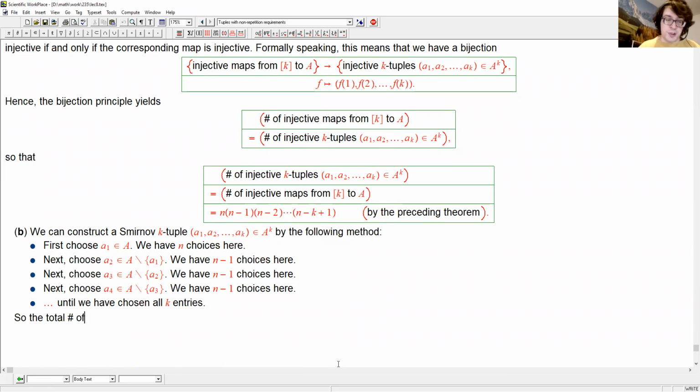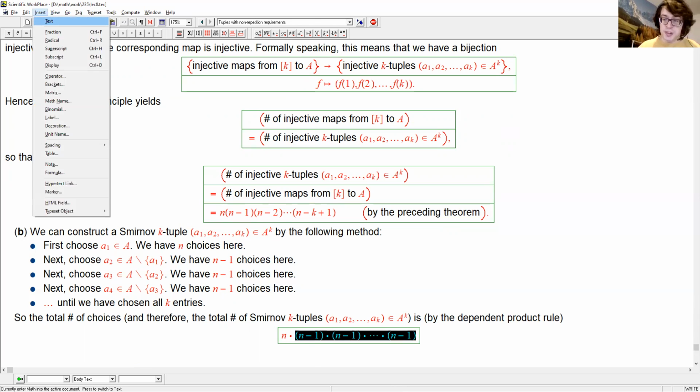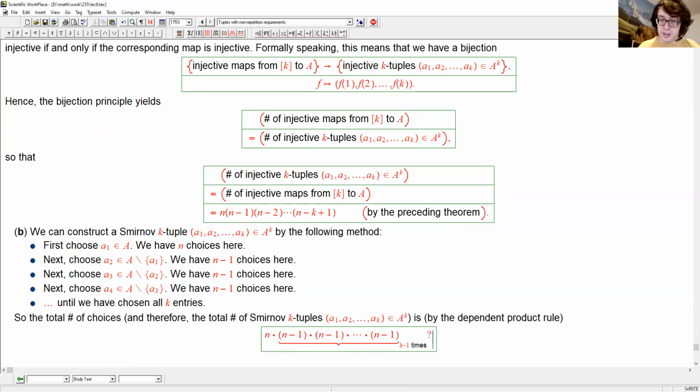So the total number of choices, and therefore the total number of Smirnov k-tuples, is, we multiply this by the dependent product rule: n times n minus 1 times n minus 1 times and so on times n minus 1. And how many n minus 1s? k minus 1 many. So n times (n minus 1) to the k minus 1. That's the answer for part B.